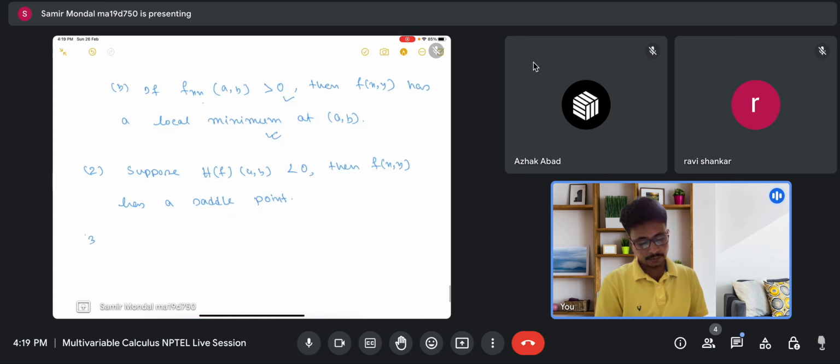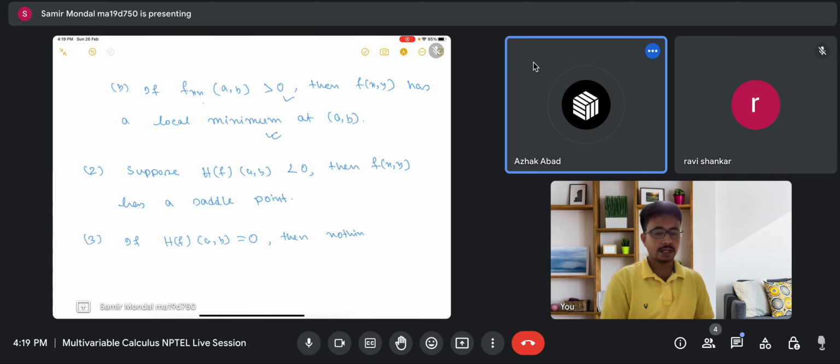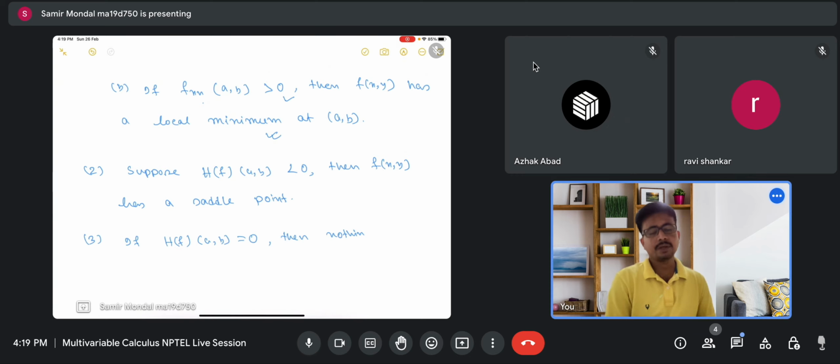Another possibility is also there. If this one is 0 at the point (a, b), that is, the Hessian is 0, then neither maxima nor minima can be concluded. Nothing can be said. Maybe a local maximum may exist, may or may not. We can't say anything for this one. That time we have to check only graphically.